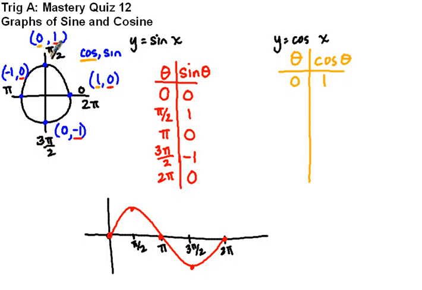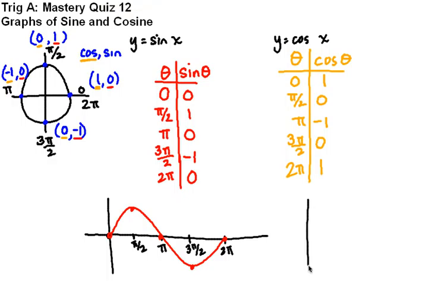When the angle is pi over 2, the cosine is 0. When the angle is pi, the cosine is negative 1. When the angle is 3 pi over 2, the cosine is back to 0. And when the angle comes all the way around to 2 pi, my cosine comes back up to 1.